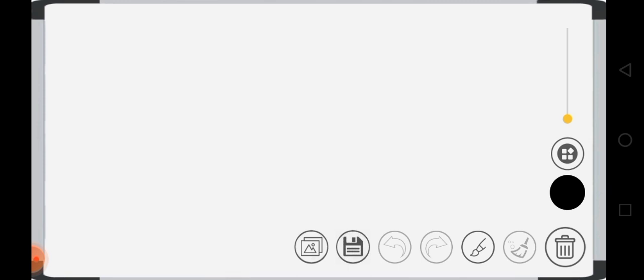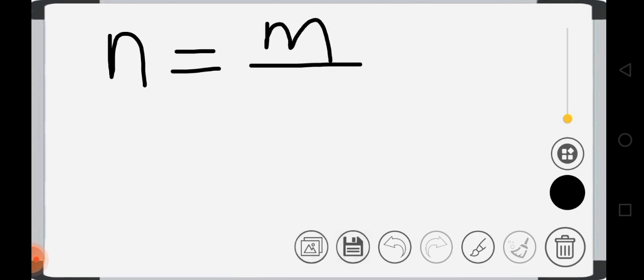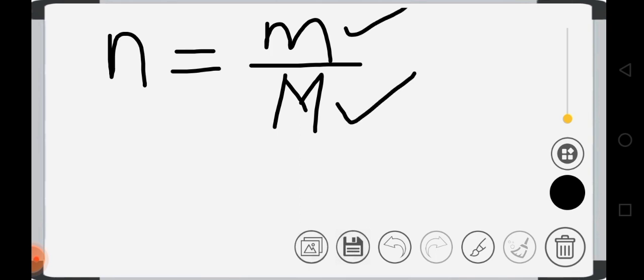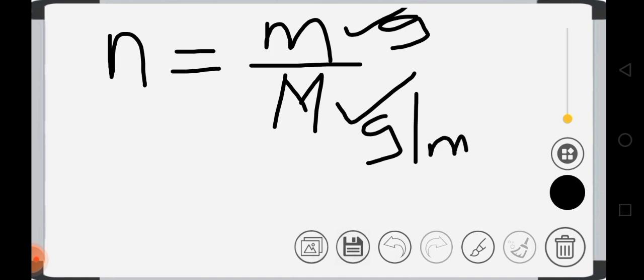Now, the first relation is that the amount of substance, which is in moles, or the number of moles, is always equal to the mass of that substance divided by the molar mass of that substance. This is the mass of the substance, while this is the molar mass. The mass is in grams, while the molar mass is in grams per mole. So you take note of that.